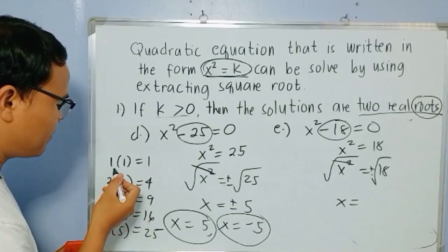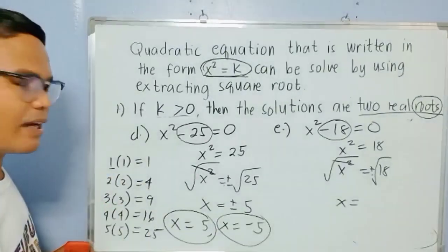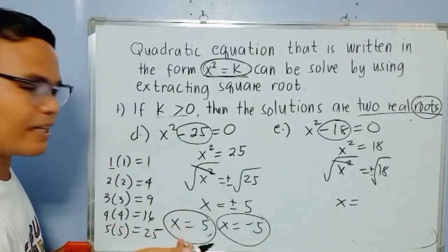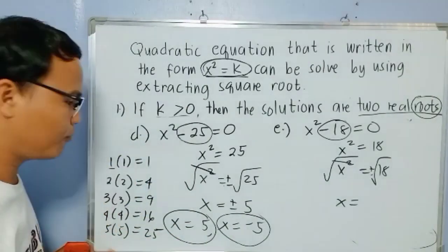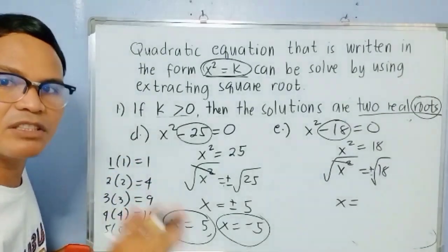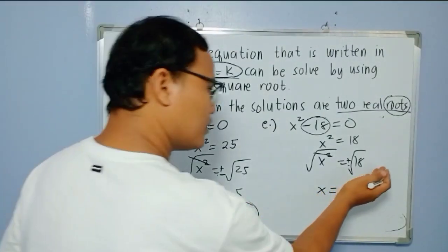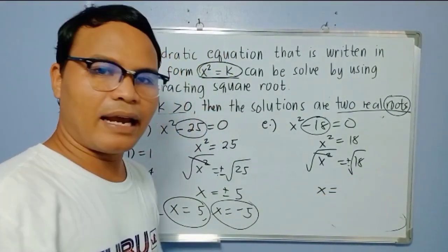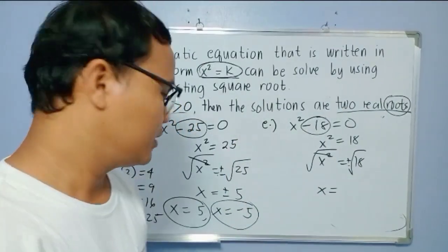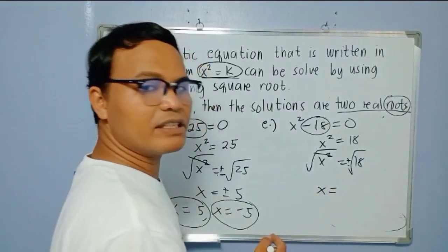So, ibig sabihin, if 1 is multiplied by itself, the result or the product is a perfect square number. So, dito, maiisip natin na si 18 ay hindi perfect square number. Okay? So, paano ba to isosolve kung hindi siya perfect square number?